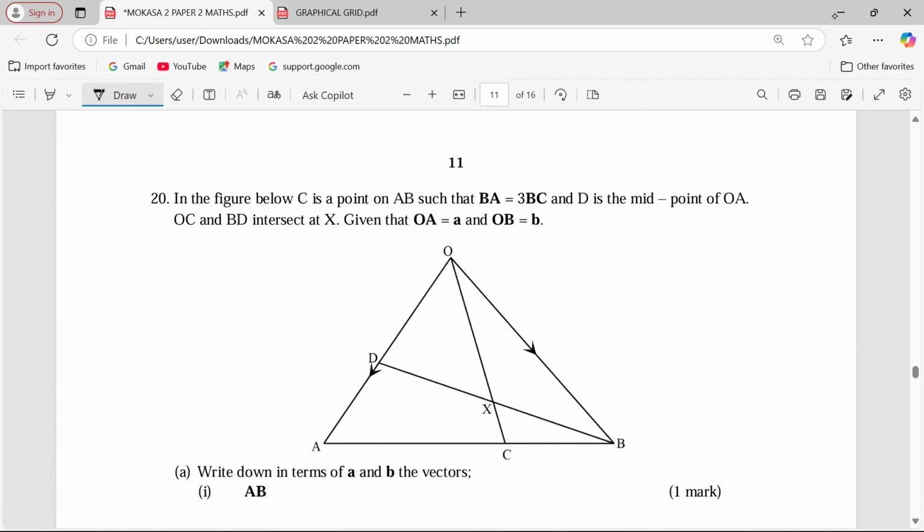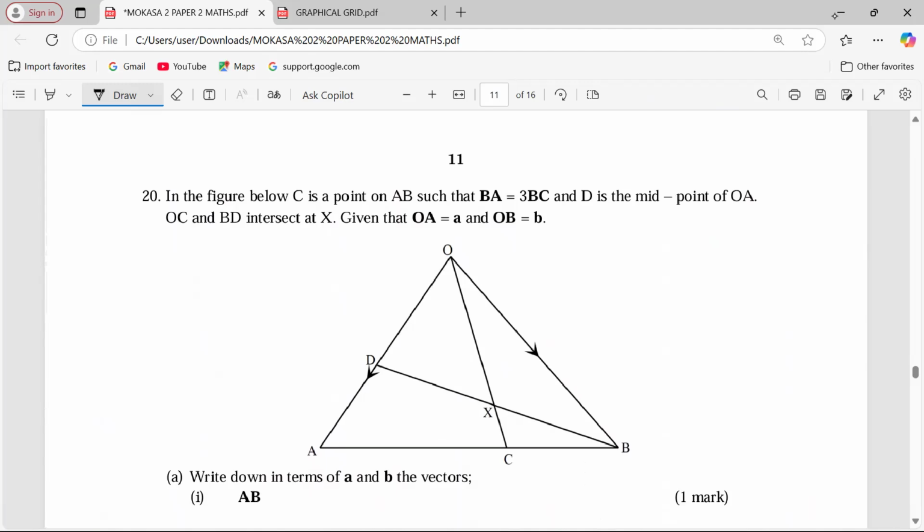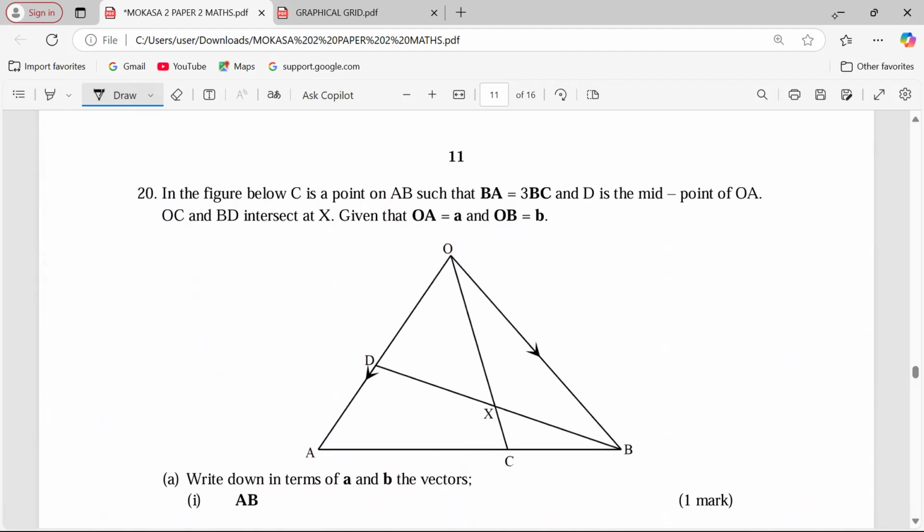At number 20 now, a question on vectors. This is vector 2 actually. Yeah, this is vector 2. So let's work out a few questions here on vector.